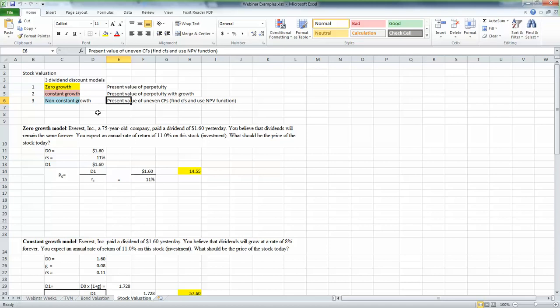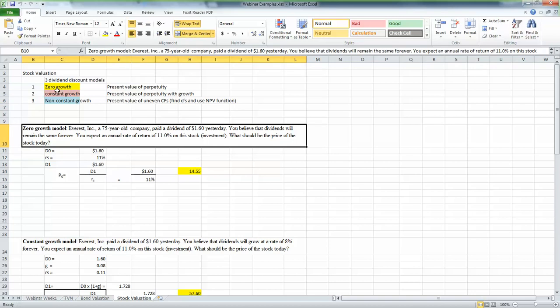So this one is an example of the zero growth model. Here, it's an old company that just paid a $1.60 dividend, and you believe the dividend is going to stay the same forever. You see there is no growth, it's just a $1.60 dividend per period. Usually companies pay dividends quarterly. This is basically the present value of a perpetuity, so we use the cash flow or payment divided by the discount rate.